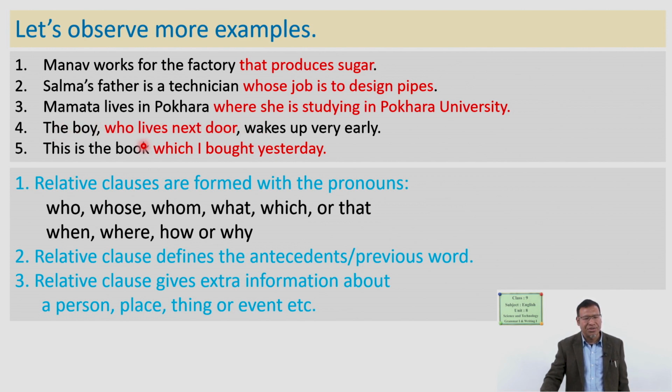This kind of clause is also known as a non-defining relative clause. You will know more about defining and non-defining clauses in further classes. Simply, what we can understand here is that a relative clause gives us extra information. For example, this is the book which I bought yesterday. This is the book is itself a complete sentence, but which I bought yesterday is the extra information about the book. In this way, relative clauses are used to give extra information.